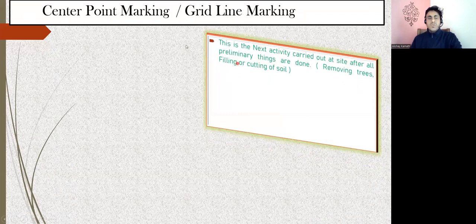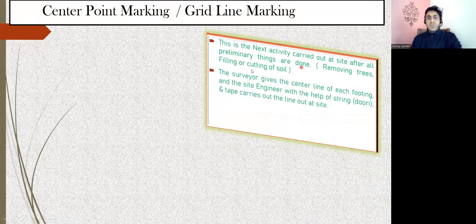So whatever I explained, this is the next activity which is carried out at the site after all the preliminary things are done. That is, once you remove the trees and small plants, they are completely cut off. If you're supposed to do the filling, you're going to do the filling. If you're supposed to do the cutting, you're going to do the cutting. Next, the surveyor gives the center line of each footing, and the site engineer, with the help of a string, that is dory and tape, carries out the line out at the site.